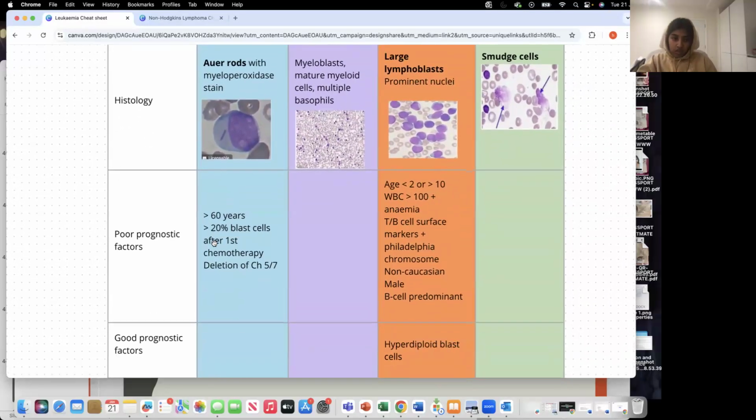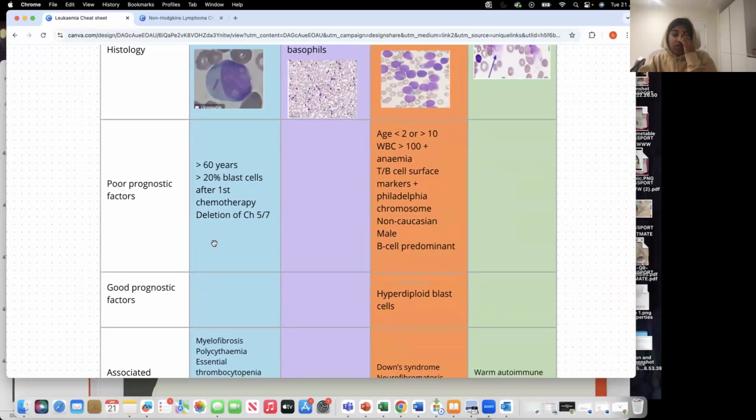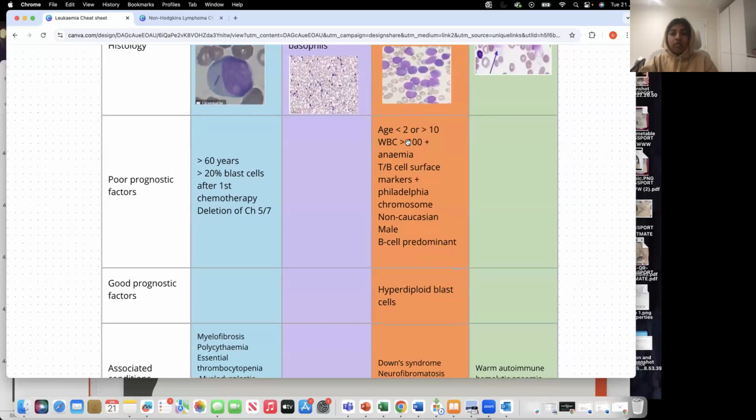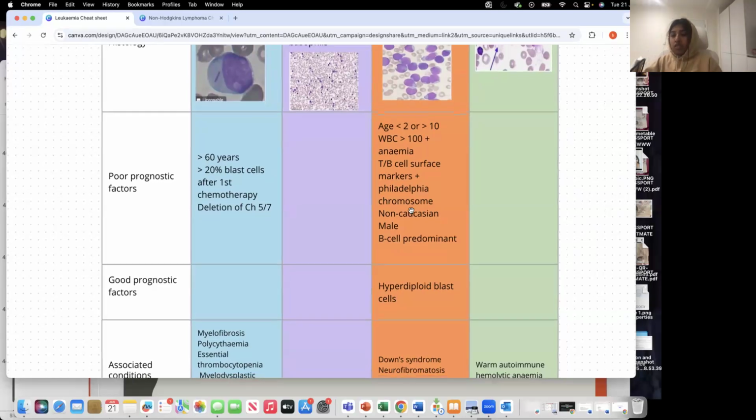So remember those. Poor prognostic factors in AML: if you're over 60 or if your blast cell is more than 20%, which is not good. And if your blast cell is more than 20% after your first chemotherapy, that's a poor prognostic factor. In ALL, if you're aged under 2 or over 10, that's bad. If your white blood cell count is more than 100 and you're anemic, if you have T or B cell surface markers and a Philadelphia chromosome, if you're non-Caucasian, male, B cell predominant, that's also bad.